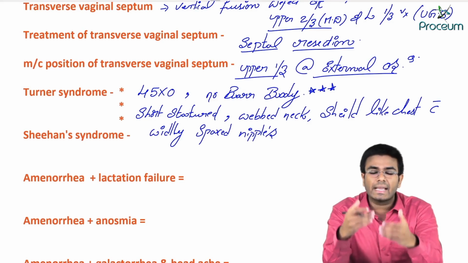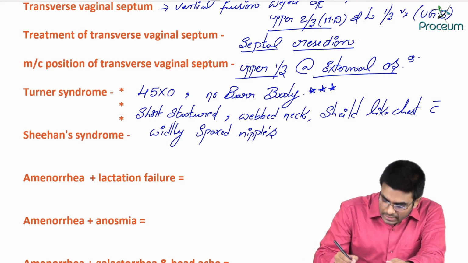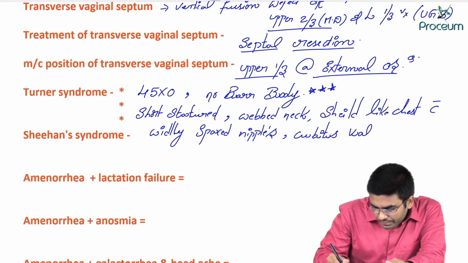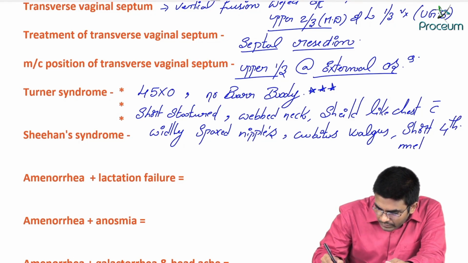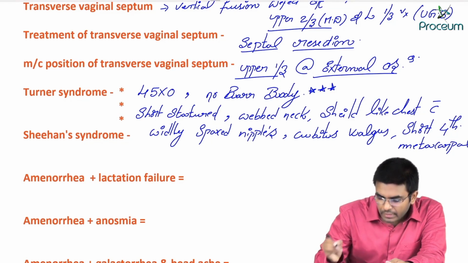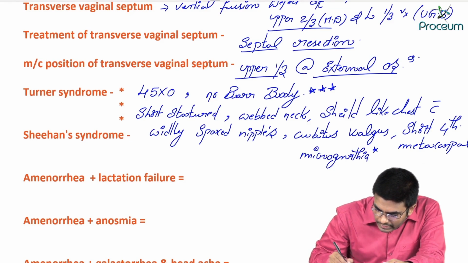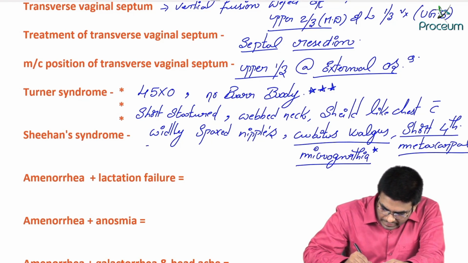Now, let's go with the physical characteristics. She has a short stature, a web neck, a shield-like chest with widely spaced nipples, and sometimes a cubitus valgus, short fourth metacarpal. Next, she might have micrognathia. So all these are key points: micrognathia, short fourth metacarpal, cubitus valgus, widely spaced nipples.